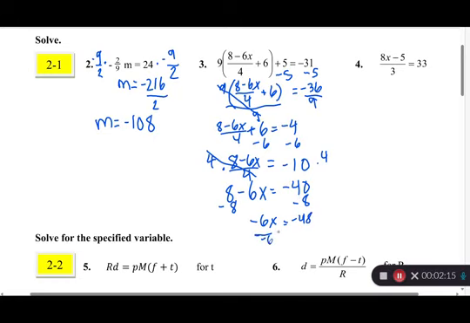Divide by that negative 6. X equals 8. Positive 8 because it was negative divided by negative. Okay, and any of these you can always plug them back in and make sure that they work.